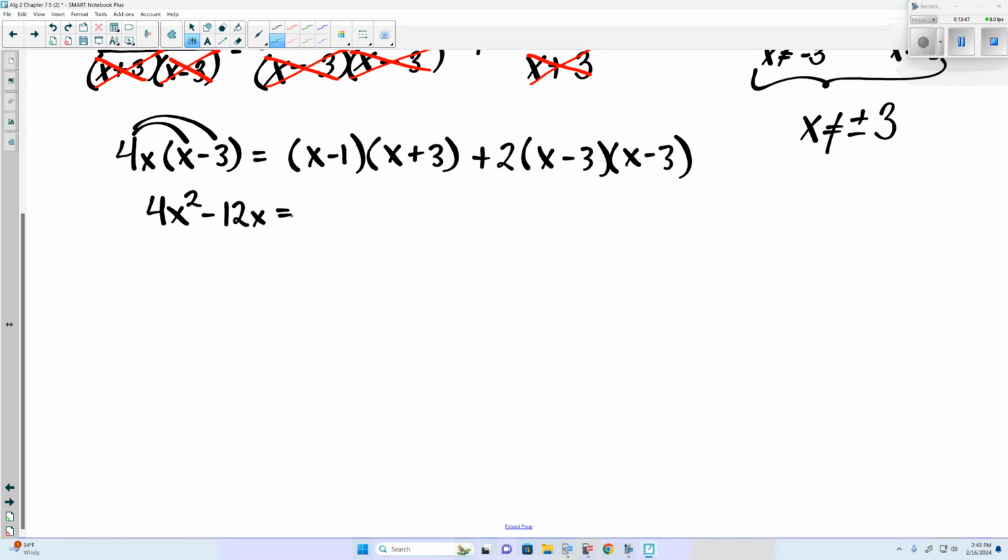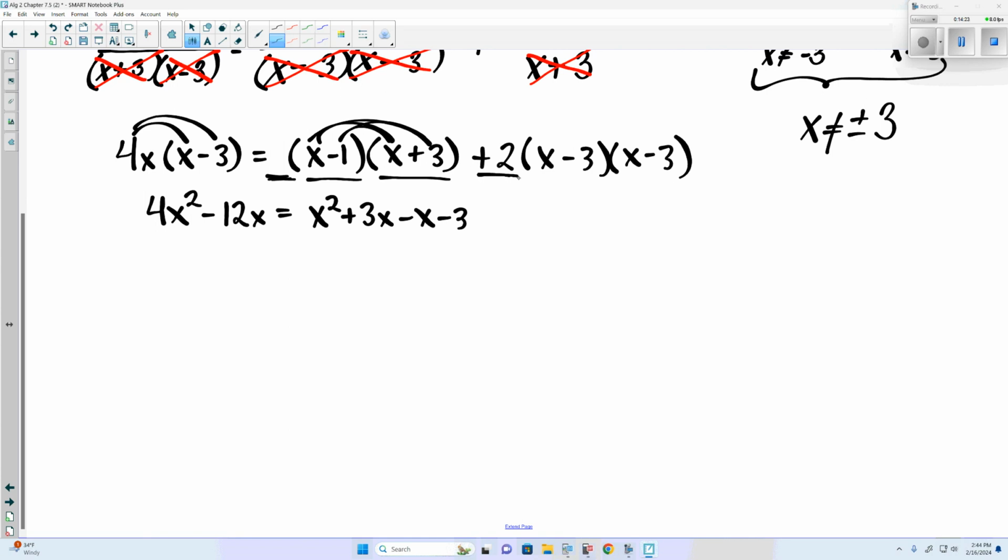Now the other side, x minus 1 and x plus 3, we're going to have to distribute. x times x is x squared. x times 3 is plus 3x. Negative 1 times x is negative x. And negative 1 times 3 is negative 3. Now we don't have to put parentheses around this because there's not a number or a negative sign in front of it. We're not going to have to multiply by something after it.